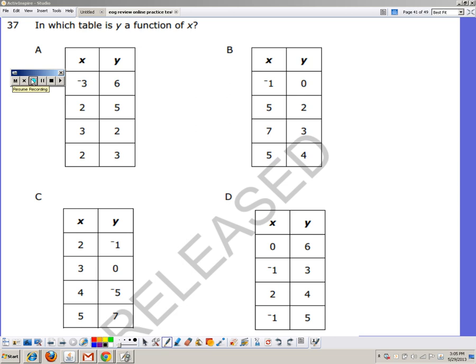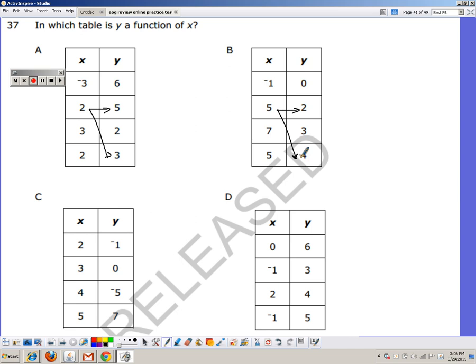In 37, they want you to tell them which table shows y as a function of x. So we're going to look at our x's. If an x repeats, remember, it can only go with one y. It's like a date: many girls, one guy. As you can see here, the first one, 2 is going with 5. It is also going with 3, so therefore it's not a function. In B, we have 5 going with 2, but 5 is also going with 4, not a function.